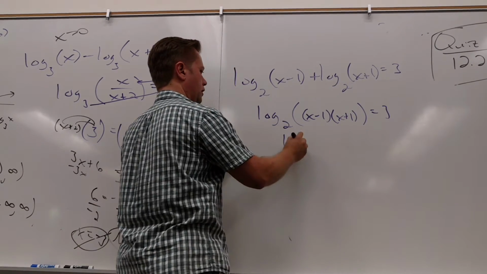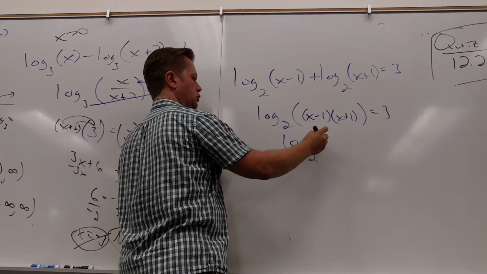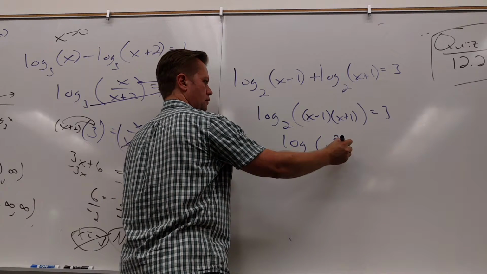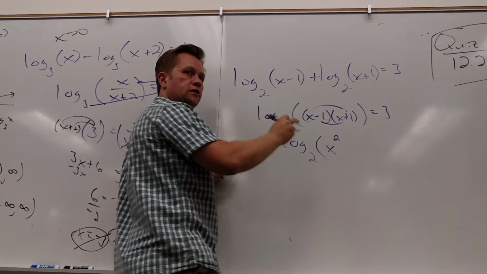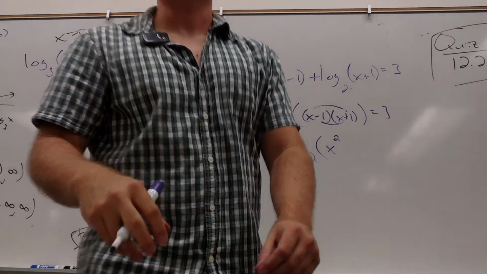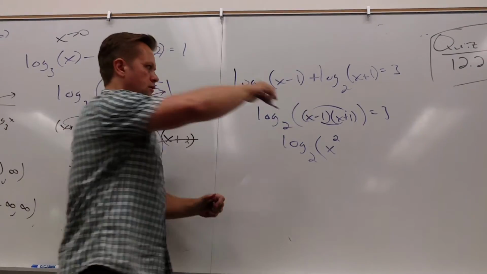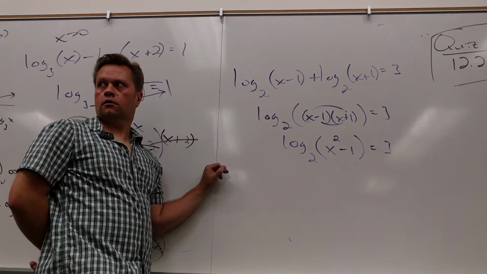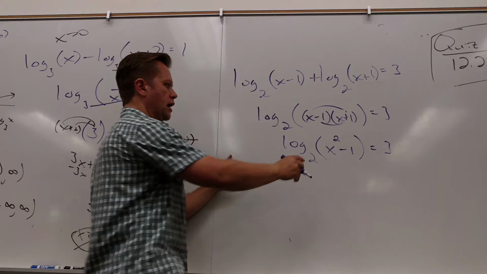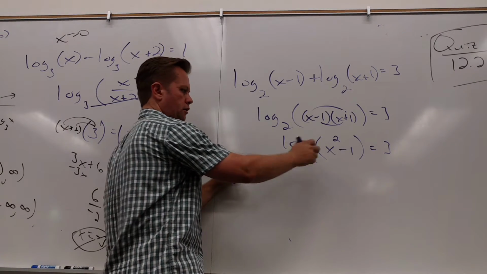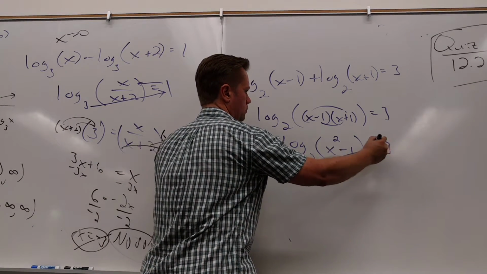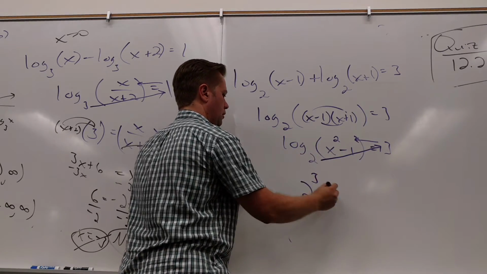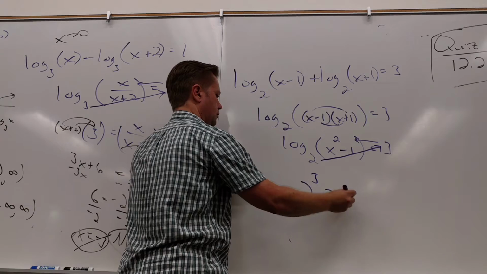I like it. Some of you guys are like, let me just do that. Well, what do you get when you multiply those? X squared, minus x plus x, right? It's the difference of squares pair. They're like conjugates of each other. So minus 1. To the third power. Yeah, so now I've got a single logarithm. So I can write it as 2 to the third is x squared minus 1.